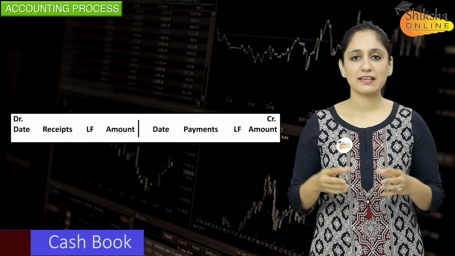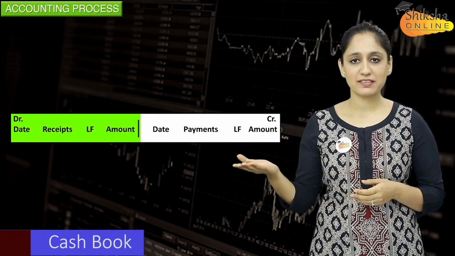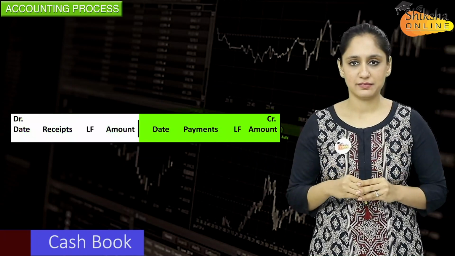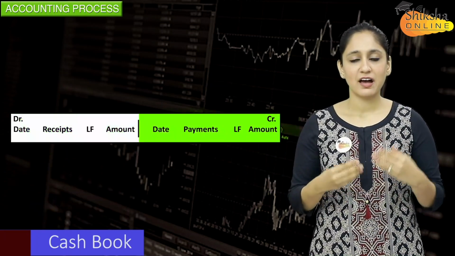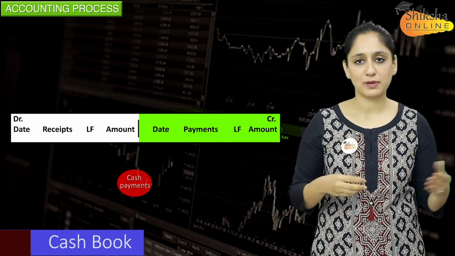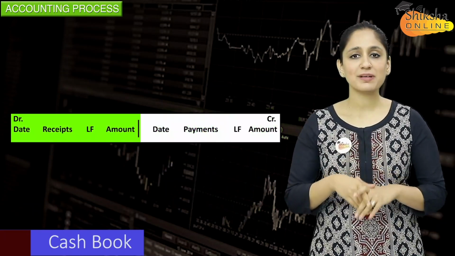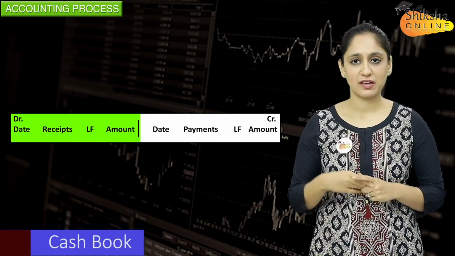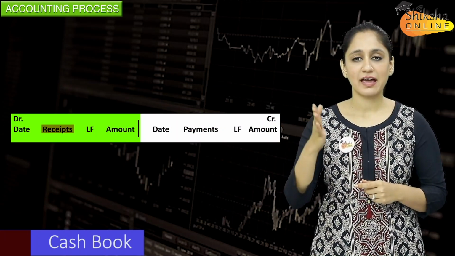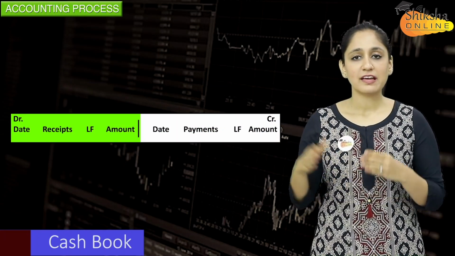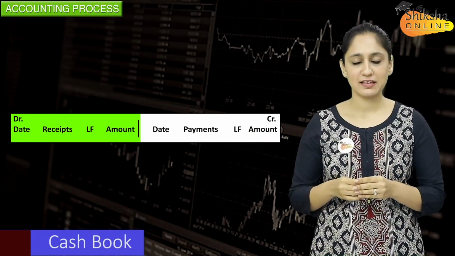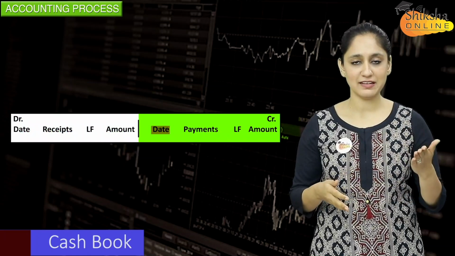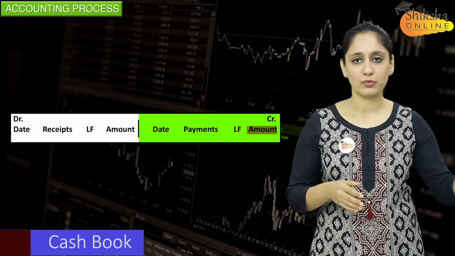A cash book has two sides, a debit side and a credit side. Debit side records all your cash receipts, whereas a credit side records all your cash payments. In your debit side, there will be 4 columns: date, particulars, LF and amount. These 4 columns will also be on the credit side of the cash book. That is, your credit side will also have date, particulars, LF and amount.